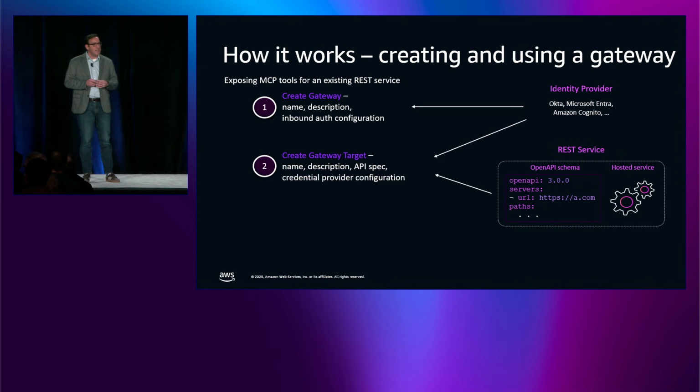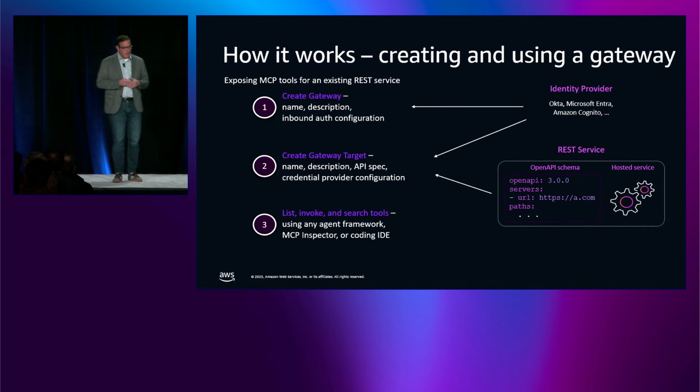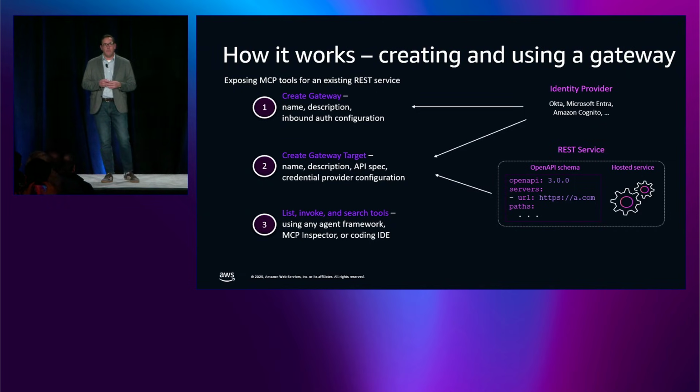Again, using the existing identity provider and the existing authentication and authorization mechanisms of that API. So we're not creating any end run around security. We're integrating and making security a built-in part of the environment. And then finally, we'll actually use this from the agent, where we can list, invoke, or search with the search functionality that's provided by Amazon AgentCore Gateway.